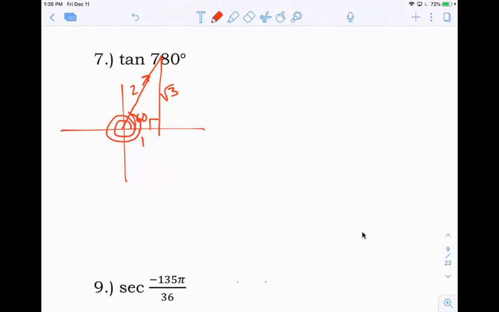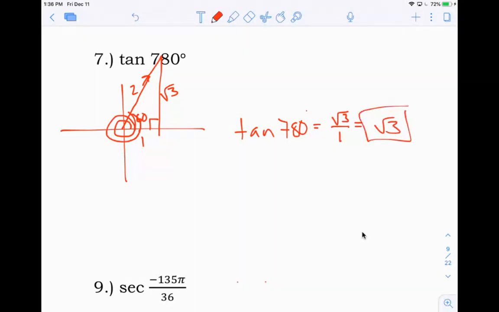I apologize for that. All right, we go over here now. We've got tangent of 780, this double 2 and a something circle here. Tangent would be root 3 opposite over adjacent, or just a positive root 3.